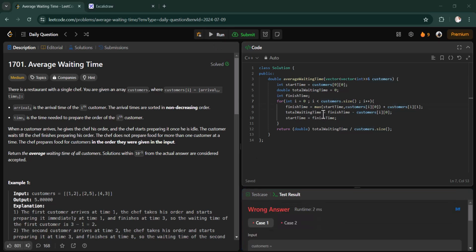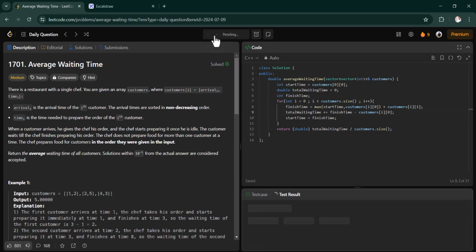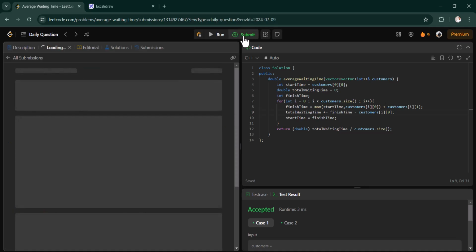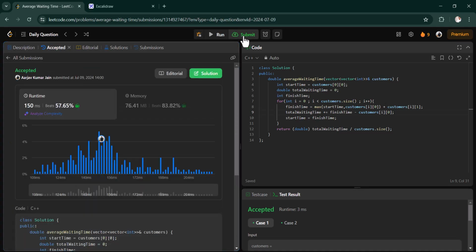So what mistake have we made? We have not added to the total waiting time. So we will add the total waiting time, plus equals to. Now let's run. It is accepted. Now let's submit and check. So yes, it is accepted successfully.